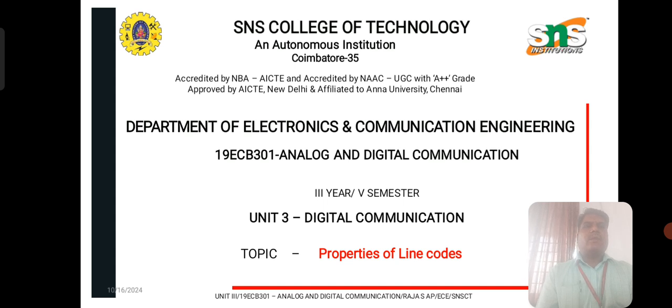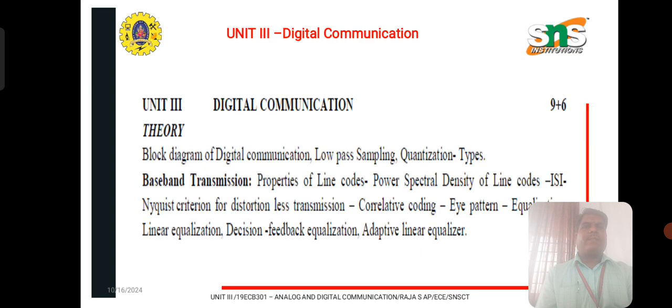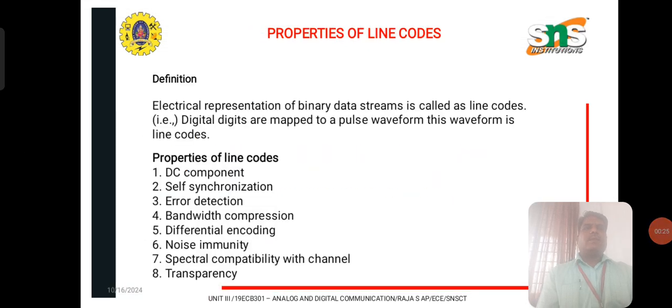In this YouTube video, I am going to discuss the subject 19 ECB 301 Analog Digital Communication under the topic Properties of Line Codes. As you know, line codes means the electrical representation of binary data streams. Digital digits are mapped to a pulse waveform, which is called line codes. So whatever data ones and zeros are converted into pulses of positive pulse and negative pulse, that method of representation is called line codes.